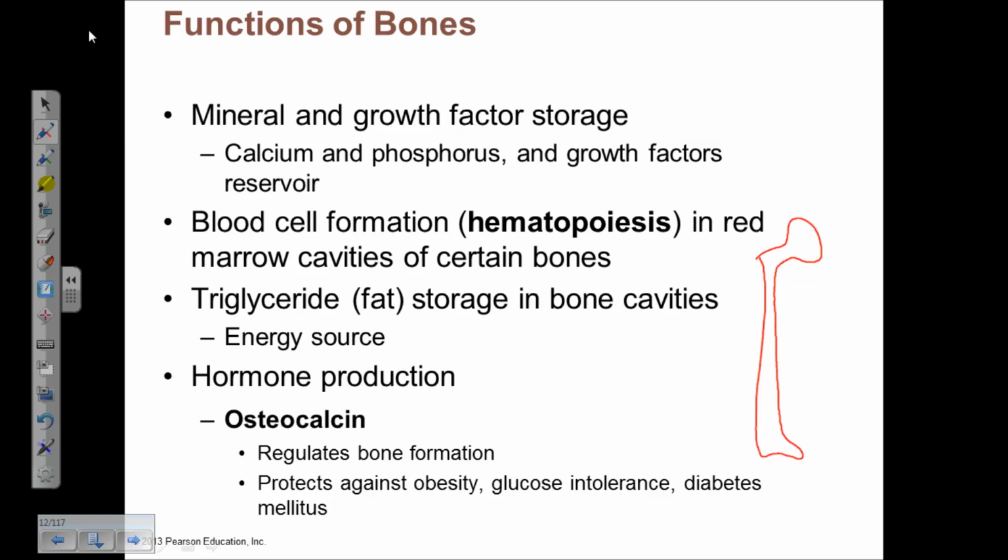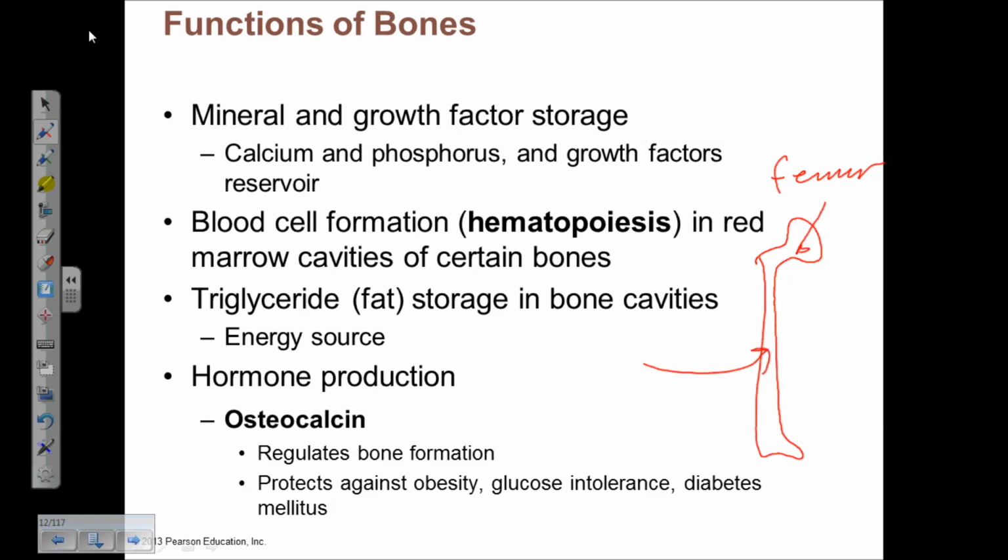Formation of blood cells, hematopoiesis. If this is an adult, then it's going to be in the head of the femur. Storage of fat in the bone cavities in the adults.